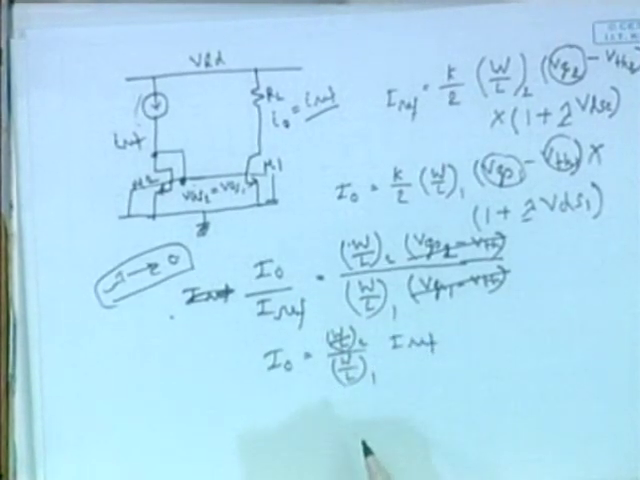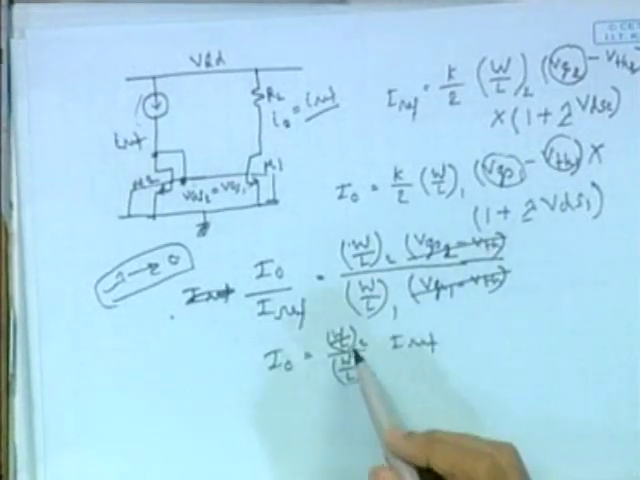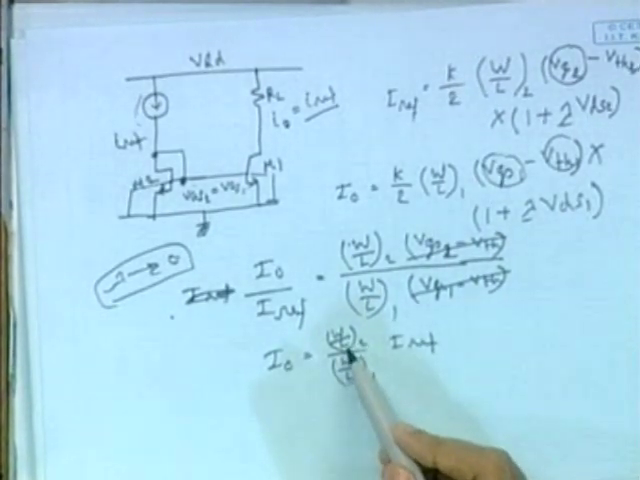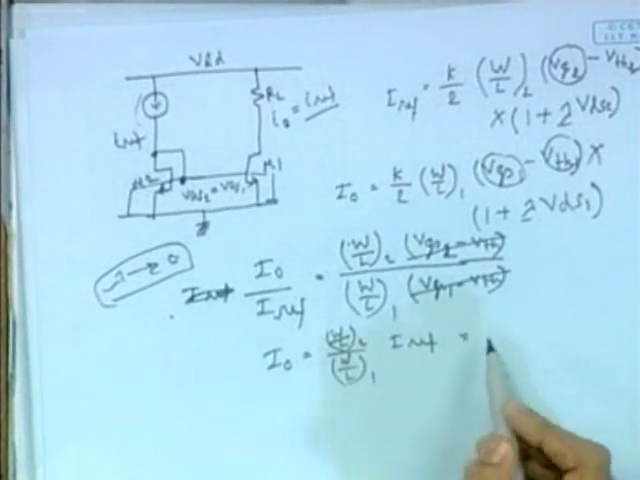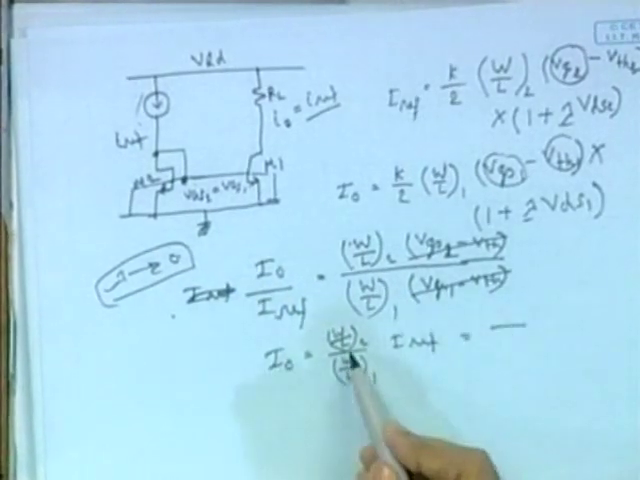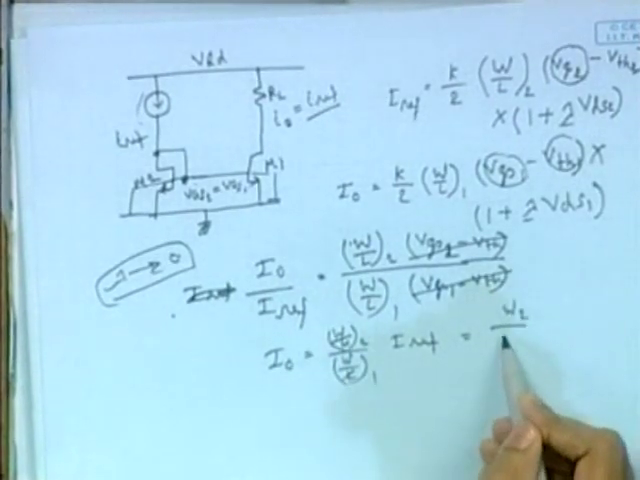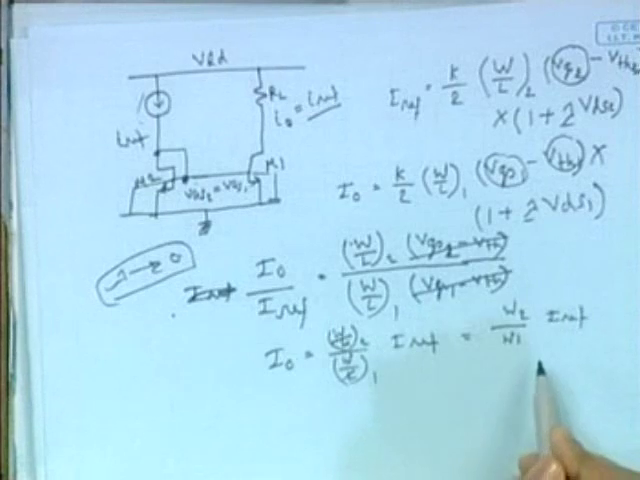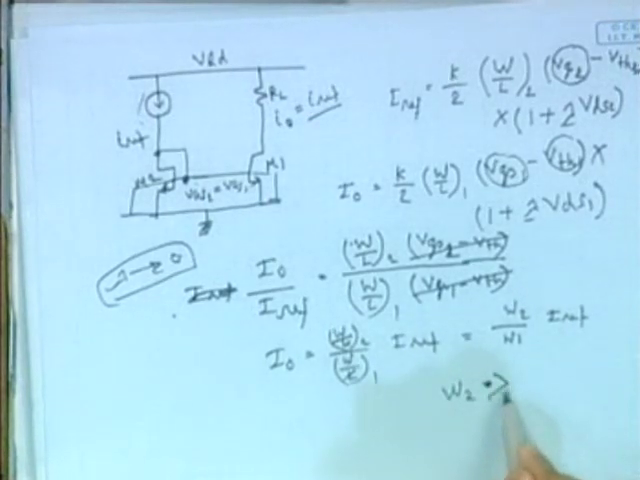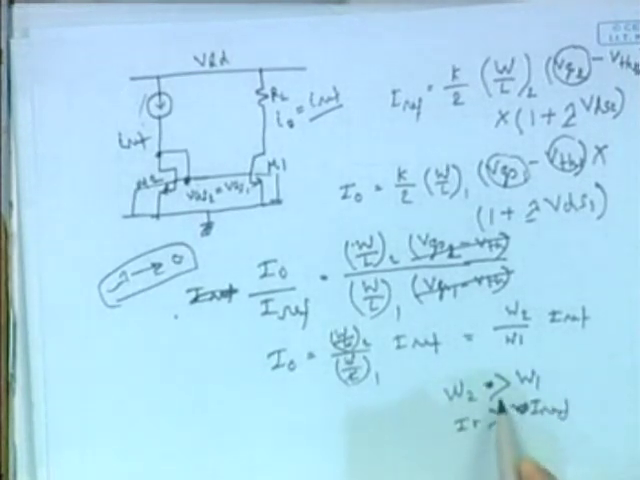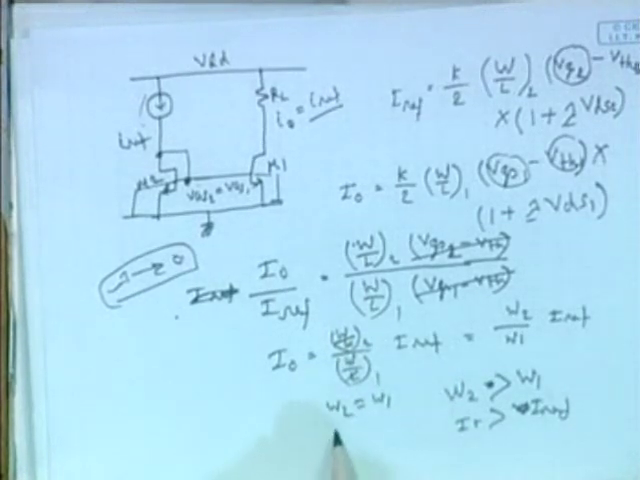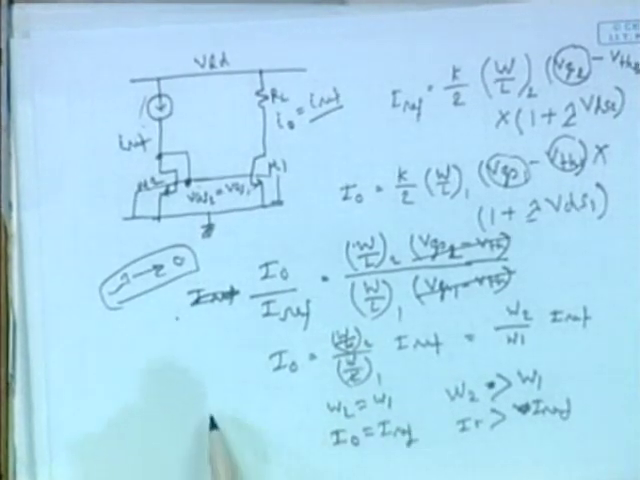times IREF. Normally we do not change the L in our design. We will prefer to have the least possible L allowed by the technology. So the L of all these transistors will be the same, and we will change only the W. So L gets cancelled, and W2 over W1 times IREF. If we have W2 greater than W1, we have I0 greater than IREF. Okay. If we have W2 equal to W1, I0 equals IREF.